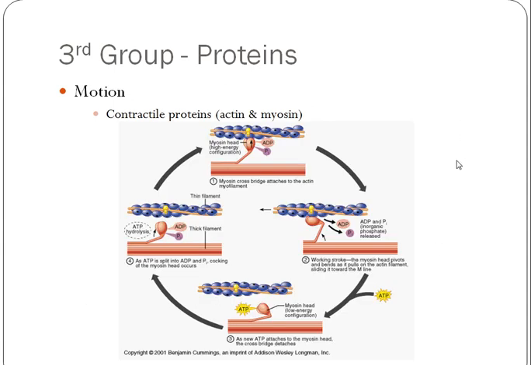The next one is motion. So it turns out proteins are these little guys that are contracting and making things move along, using ATP, at the smallest level with actin and myosin.